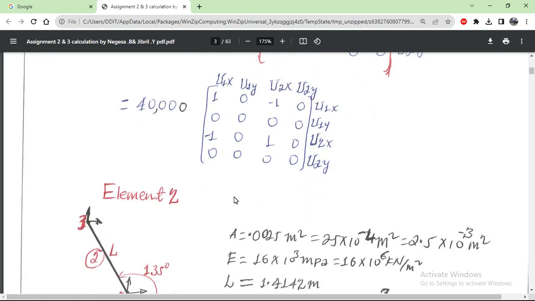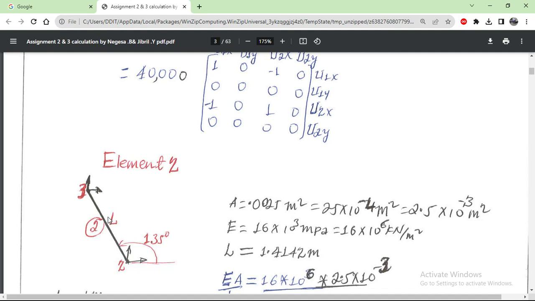Then element number 2 is inclined. This is point number 2, point number 3.